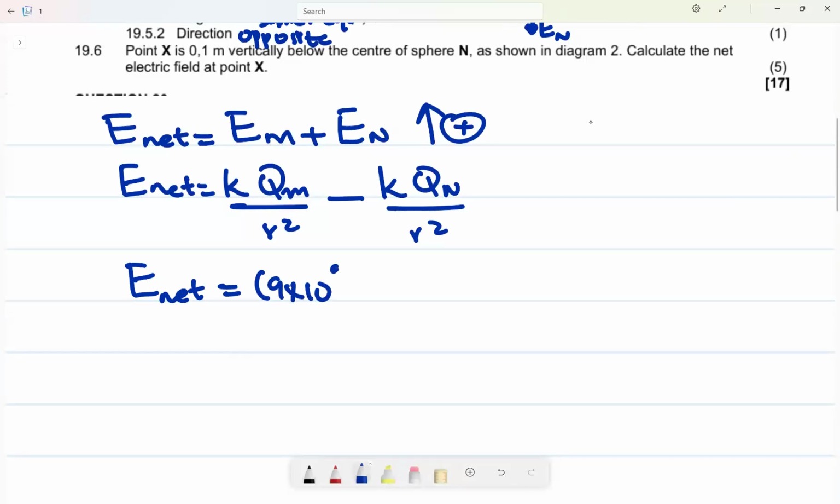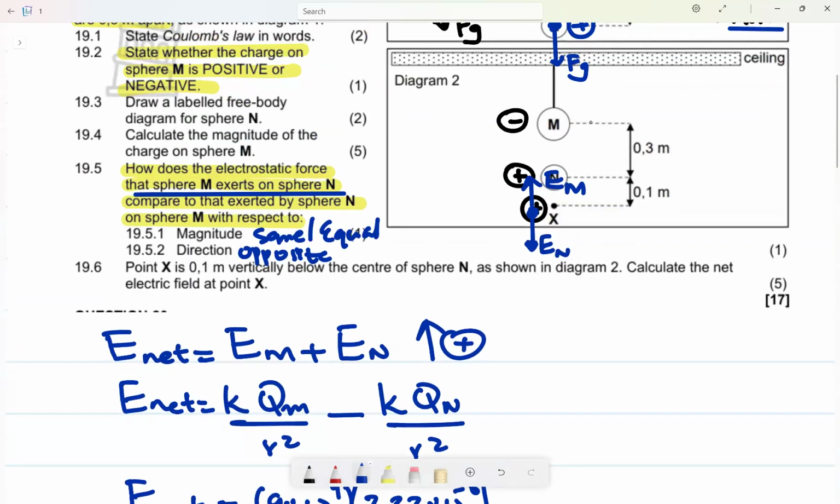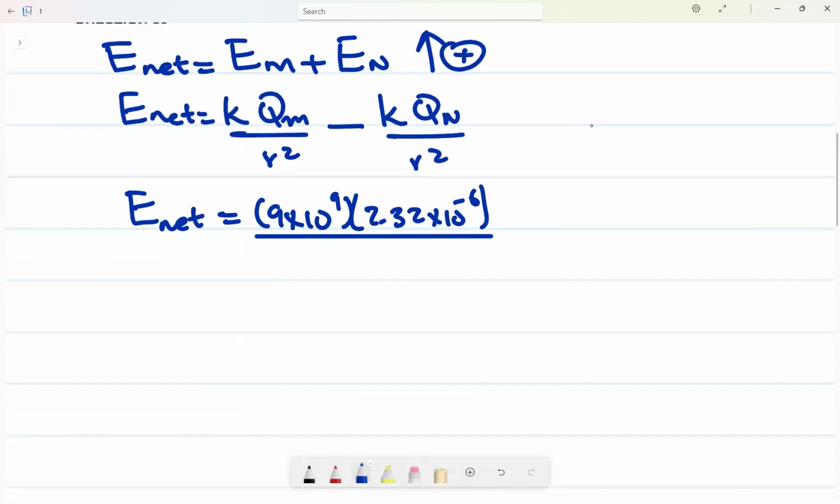9 times 10 to the power of 9. Then charge of M we calculated as 2.32 times 10 to the power of negative 6 divided by the distance between X and M. The distance between X and M, can you see? Between X and M, it is how much? 0.4. Very, very important. Between X and M, the distance, it is 0.4. Very, very key to understand.